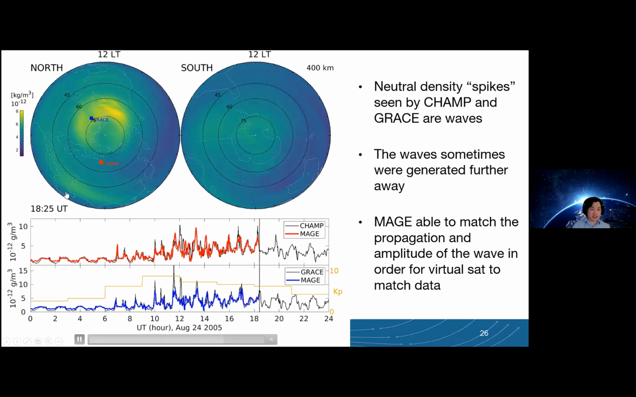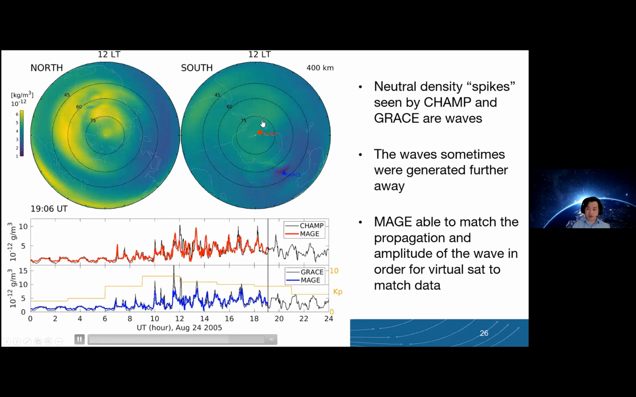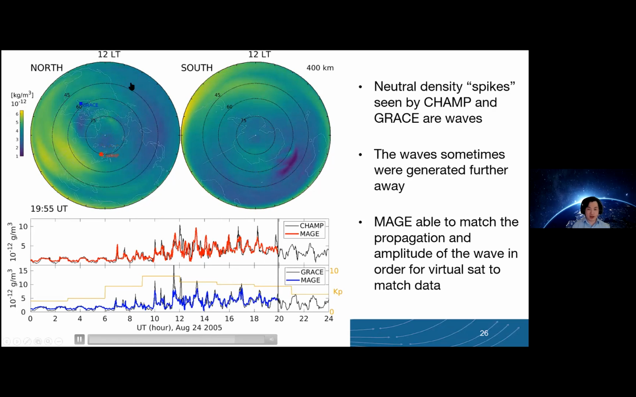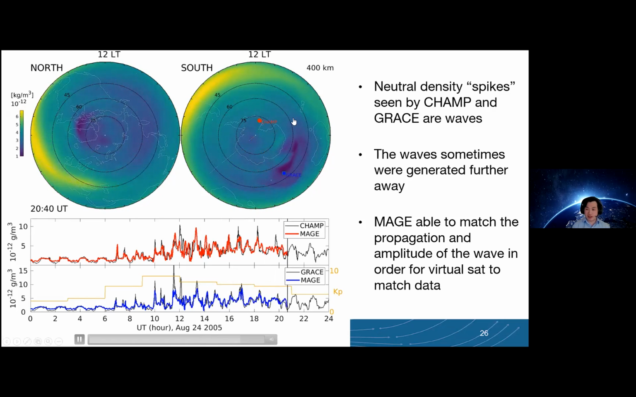So that's the very nice thing about what we have here, and that's the nice thing about what MAGE can do: we're showing that we're able to generate and propagate these waves with the correct amplitude, the correct speed. They propagate away at the correct speed, and then Champ and Grace flies over them, and we're able to match the data.